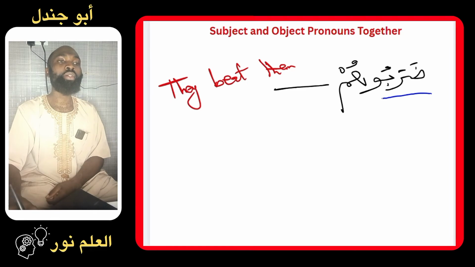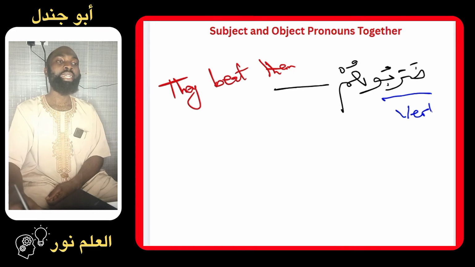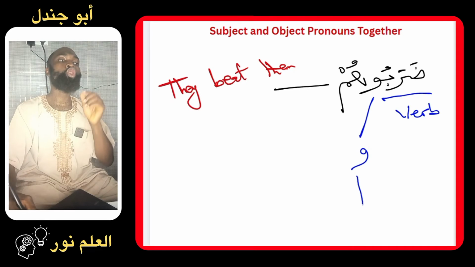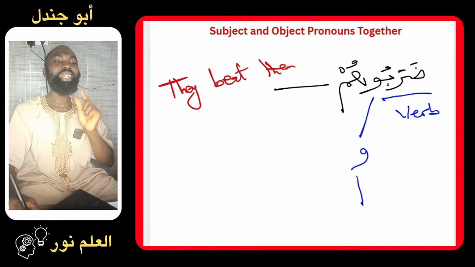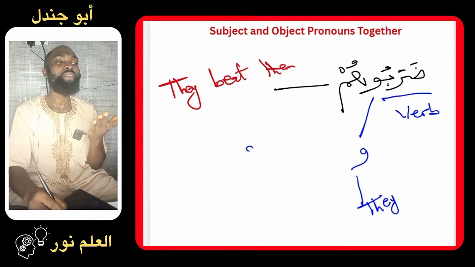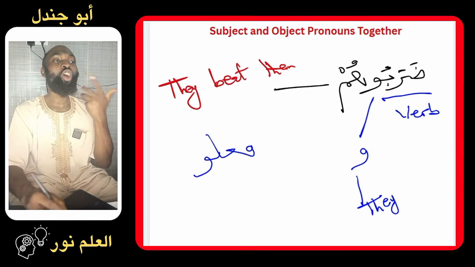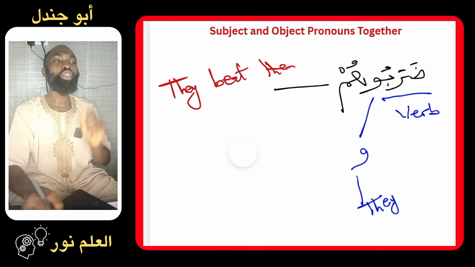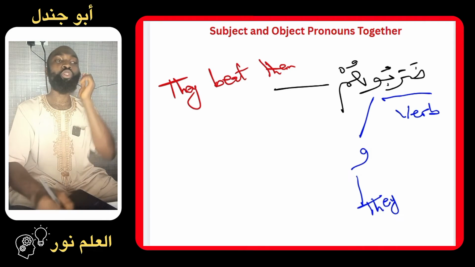Then the second part is this wa we are seeing, which is the wa of plurality, the wa which shows that this action is performed by many. So dorobu, they beat. So this wa is the pronoun which means they. We could have other words like when we say fa'alu, it means they all did. If we said qatalu, it means they all killed. If you understand these pronouns very well, Arabic would be very easy.